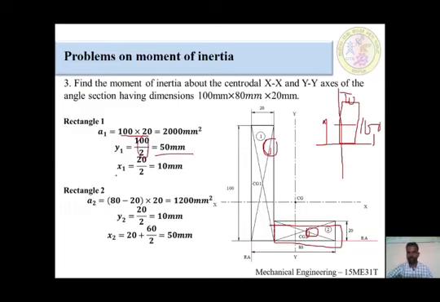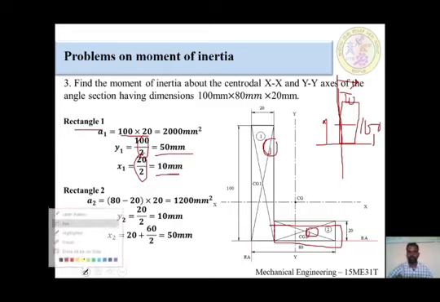After that, how are we supposed to find x1? Which reference do we take? Vertical reference, go horizontal. From here to half of the component is 20 divided by 2, which is equal to 10 millimeter. This completes the calculation of rectangle 1.